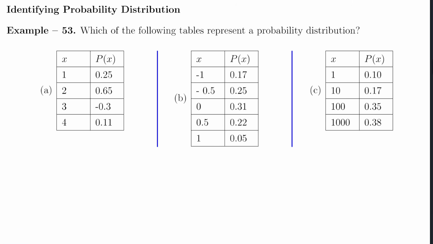So in this problem, it asks us which of the following tables represent a probability distribution. The only 2 things that we have to check is first, are all the probabilities between 0 and 1 inclusive? And then if that works out, then ask if I add all the probabilities together, do I get exactly 1? So as you look at A, check the first criteria. Are all the probabilities listed between 0 and 1?